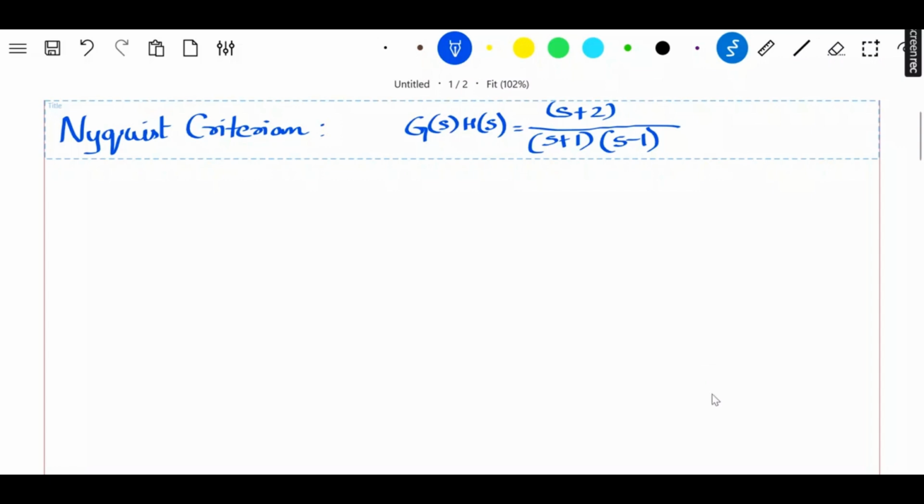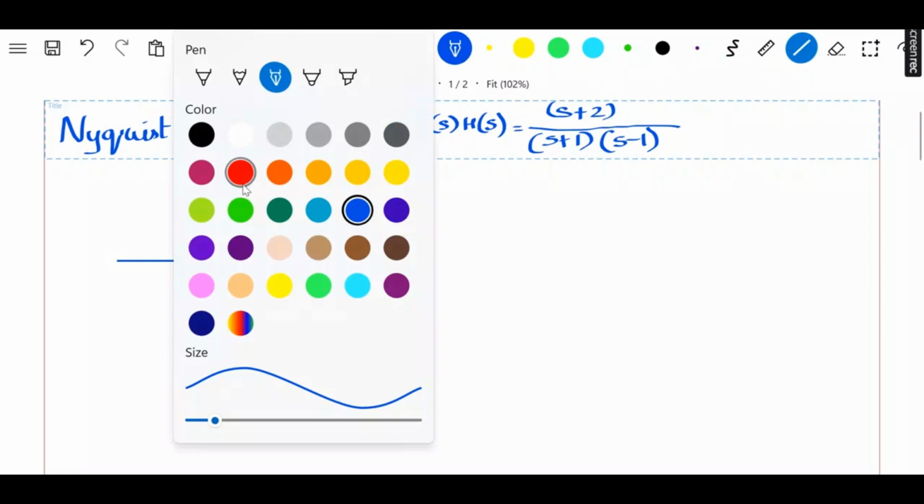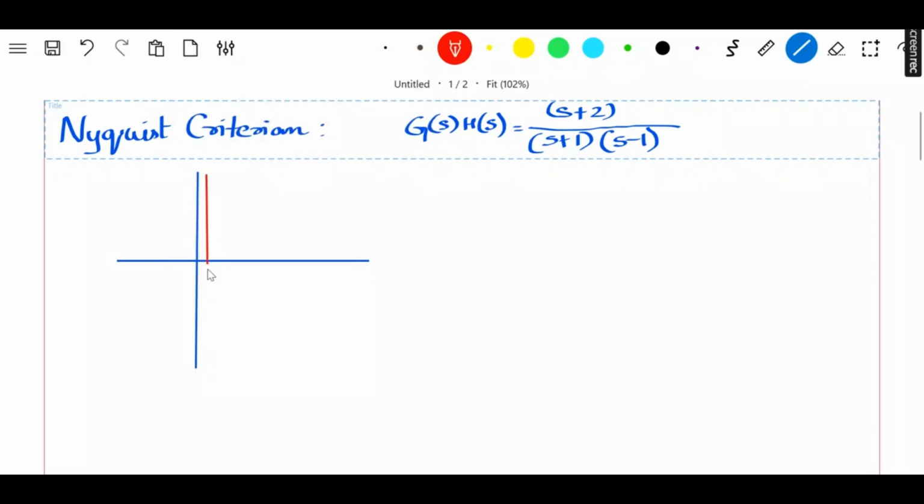Okay. First step is we need to check whether there is any pole at the origin. We don't have any pole at the origin in this particular problem. Therefore, I will directly write the basic contour diagram, which we saw in the previous two videos. Now you'll have a semicircle here.